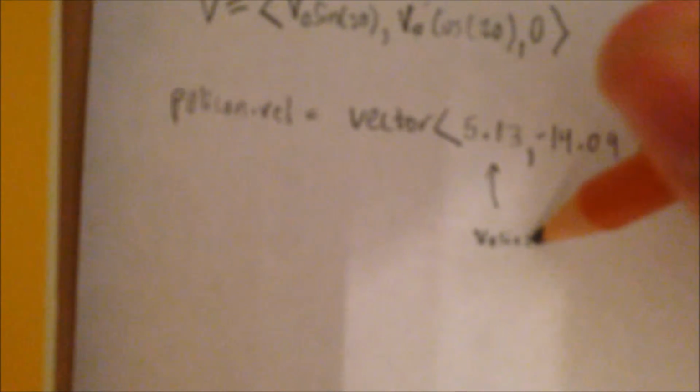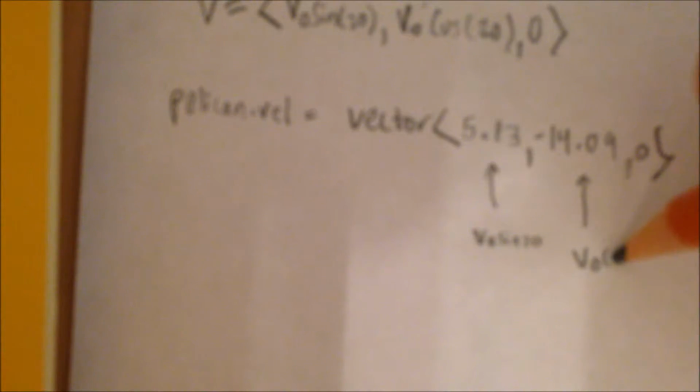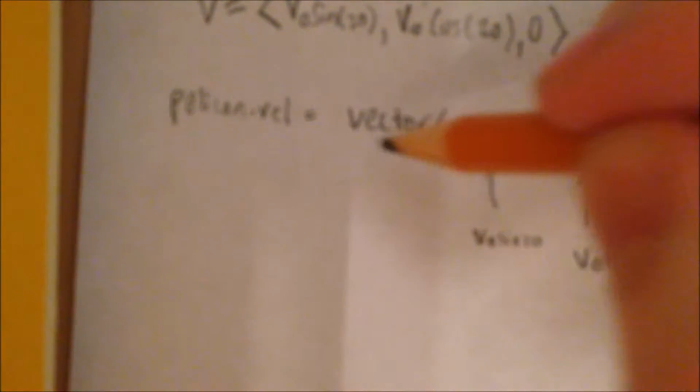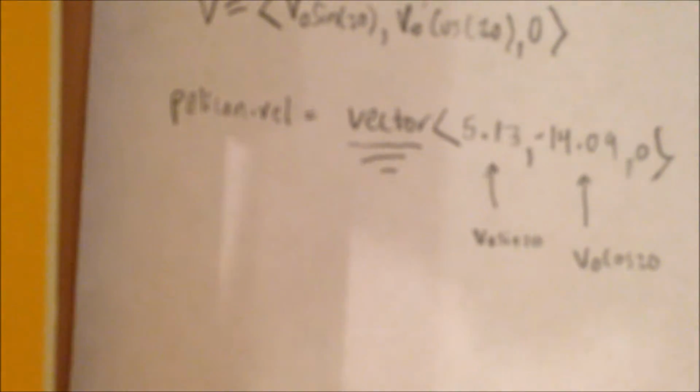Now we implement this in the code, and we need this to be a vector quantity, so we use the vector function, and we actually use parentheses here. I used brackets in the video because that's what you use when writing vectors in physics and math notation, but for our purposes in Python we need to use parentheses after vector. And 5.13 is equivalent to v0 sine 20, and negative 14.09 is equivalent to v0 cosine 20 times negative 1. Again, using the vector function turns it into a vector, which will be useful later.